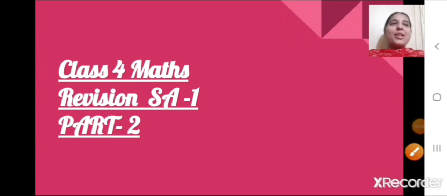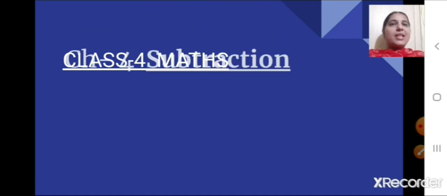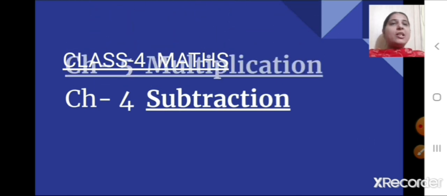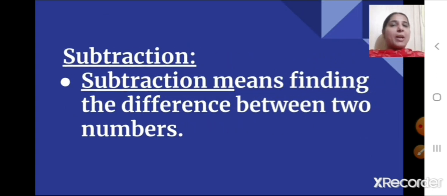Sai Ram. So let's continue our revision part 2. So children, last class we discussed chapter number 2 Roman numerals and chapter number 3 addition. So today we will see chapter number 4, that is subtraction, and chapter number 5 multiplication. So let's start with chapter number 4, that is subtraction.